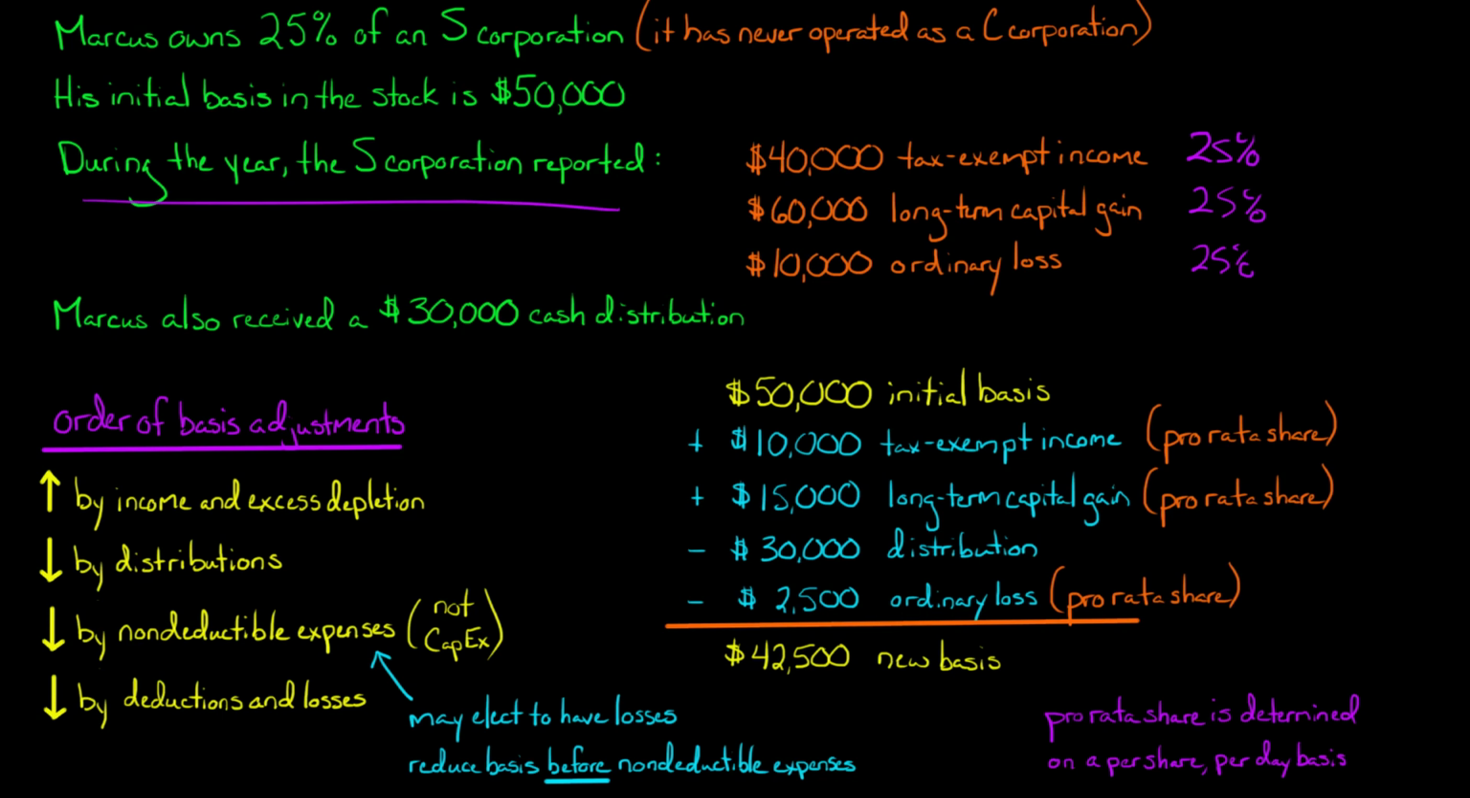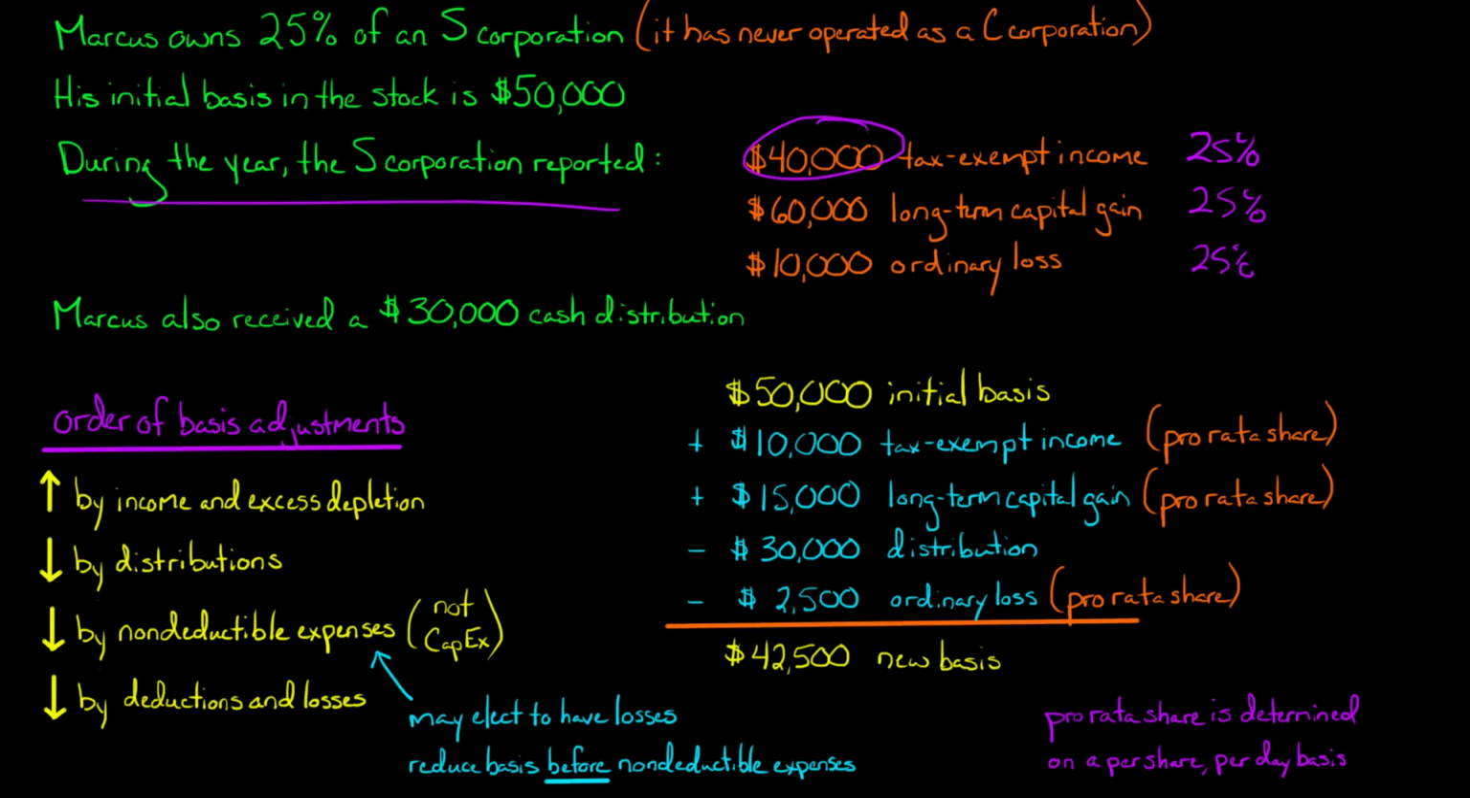I've got the adjustments. Tax-exempt income is an income item, your pro rata share, so 25% of $40,000, which is $10,000. That's going to increase his basis by $10,000. His pro rata share of the long-term capital gain is 25% of $60,000, $15,000. It's an income item, so it's going to increase the basis. Basis is going to go up.